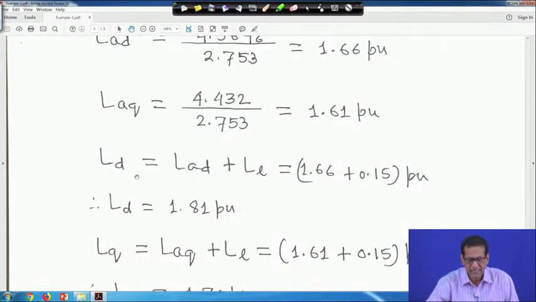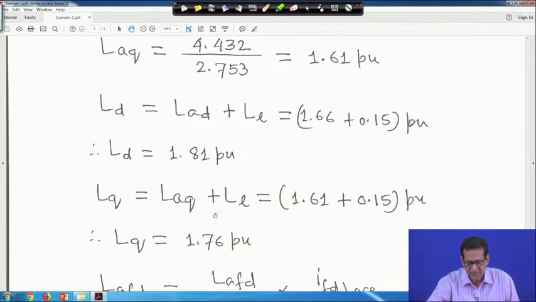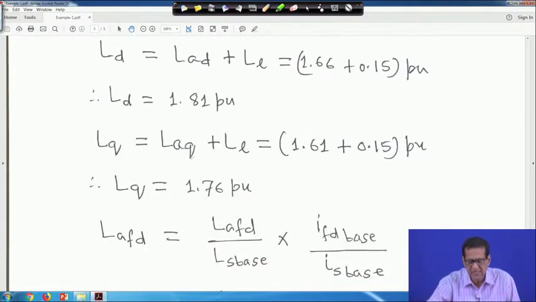And we know LD is equal to LAD plus LL. Therefore it is 1.66 plus 0.15 per unit, so LD is equal to 1.81 per unit. And LQ is equal to LAQ plus LL, which is 1.61 plus 0.15. LQ is equal to 1.76 per unit.